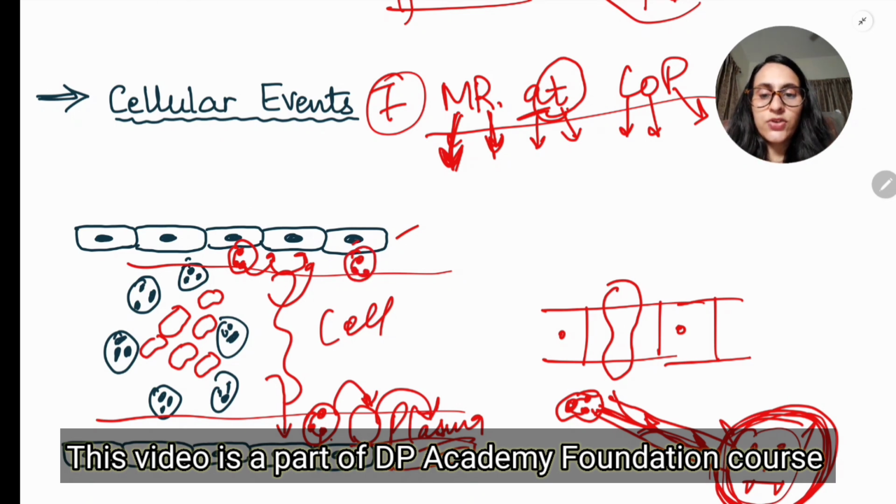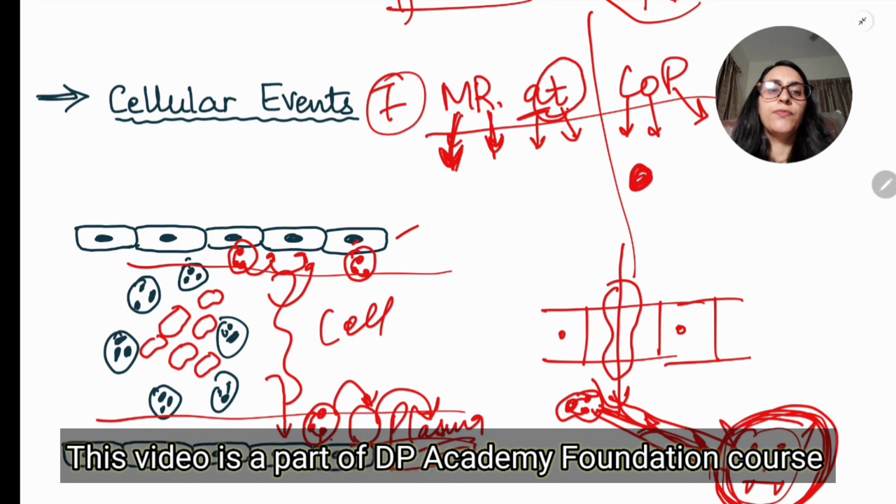Then there is transmigration, which is also known as diapedesis. Transmigration means through and through. The word trans means through and through. It is going through and through the endothelial cell. It is crossing the endothelial cell. It is rupturing the basement membrane and going out of the blood vessel. Now till here, the WBC is now out of the blood vessel.